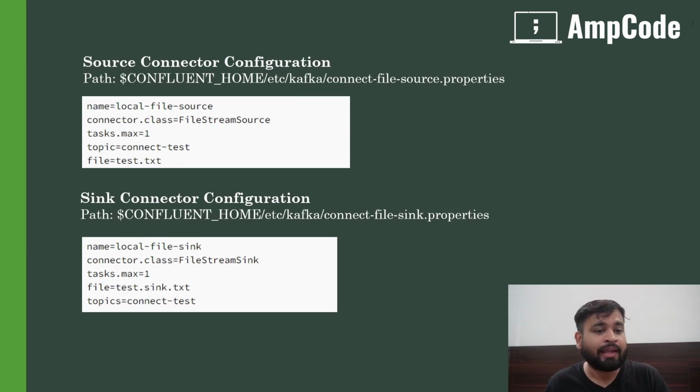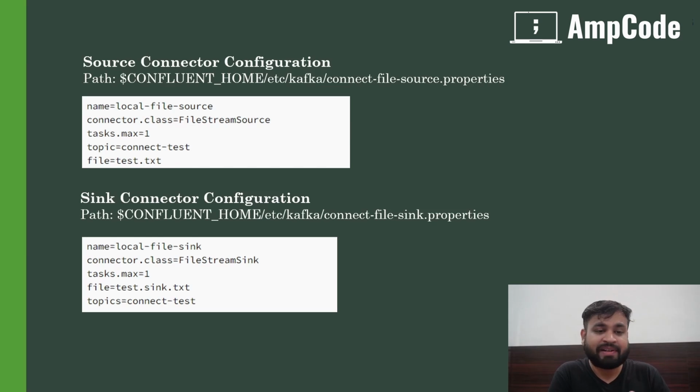database. Here we are using the local file source, so this is the name. We will also test it with the local file source itself. We are using the class FileStreamSource, and we are going to define the topic. We will just give the connect-test topic and the file is test.txt. So it will look out for new data coming into test.txt and dump it to connect-test, which is the target topic for our source.